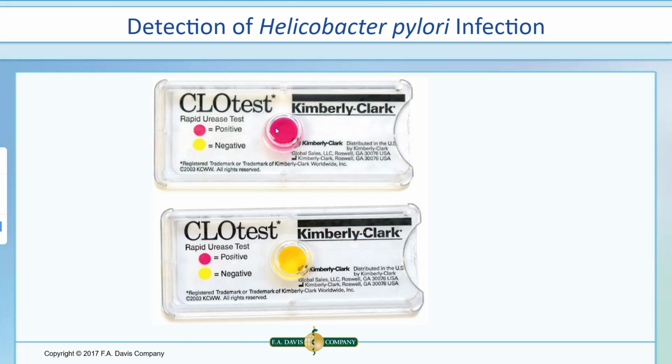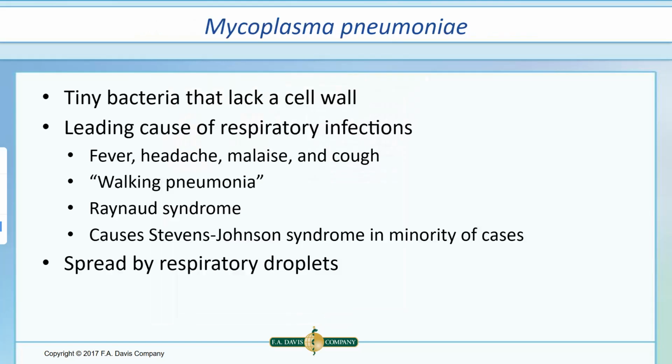Mycoplasma pneumoniae, tiny bacteria that lack a cell wall. They're the leading cause of respiratory infections: fever, headache, malaise, cough, walking pneumonia. Raynaud syndrome causes Stevens-Johnson syndrome in a minority of cases, and it's spread by respiratory droplets.